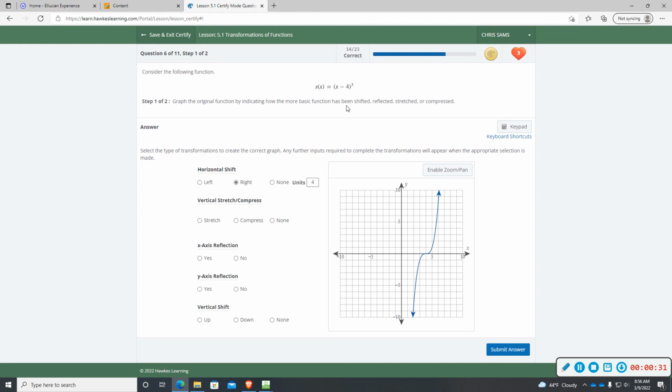And then that is it. We have no other numbers here that's going to change. So there's none here, no reflection, no vertical shift.